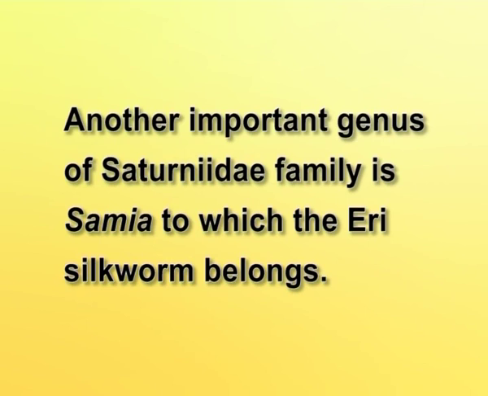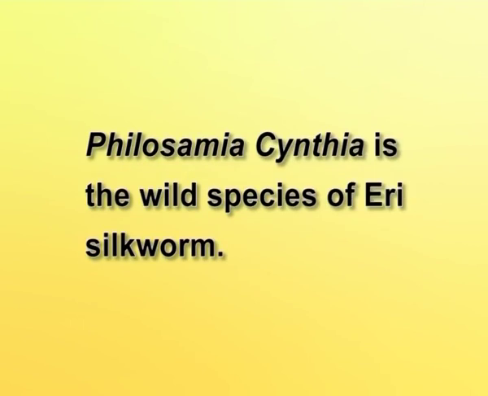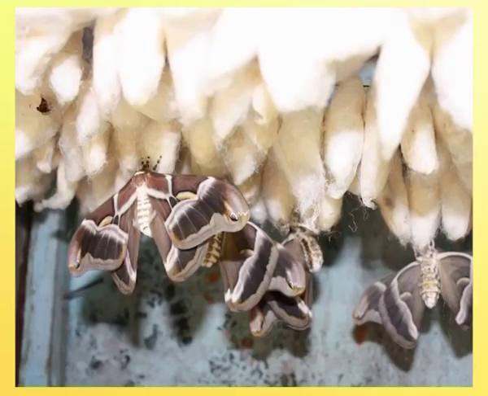Another important genus of the Saturniidae family is Samia, to which the eri silkworm belongs. Globally, there are 17 species under the genus Samia, and the important one that is being commercially exploited in India is Samia ricini, synonym Philosamia ricini, that is the eri silkworm. Philosamia cynthia is the wild species of the eri silkworm. There are some distinguishing features which are helpful in classifying the non-mulberry silkworms.